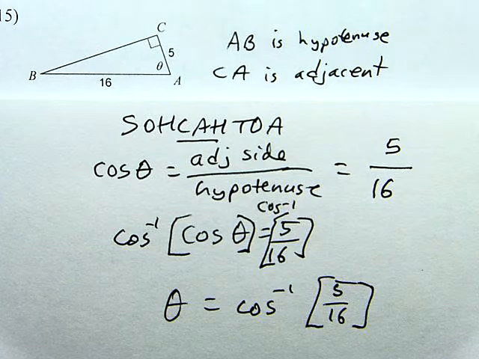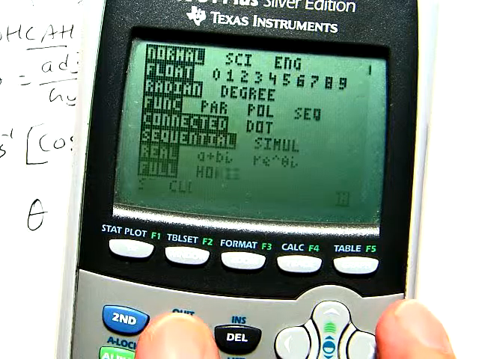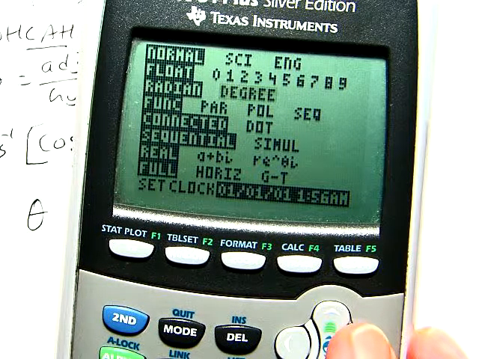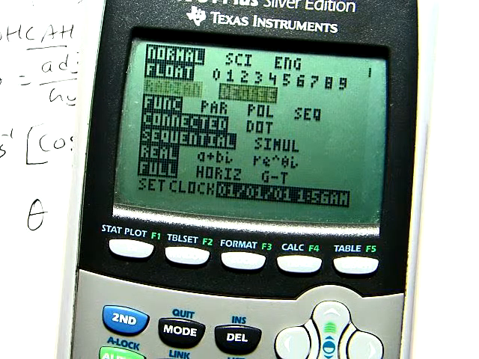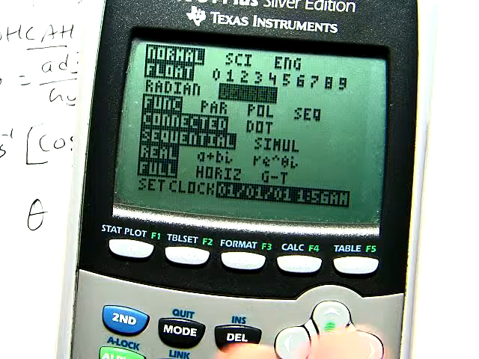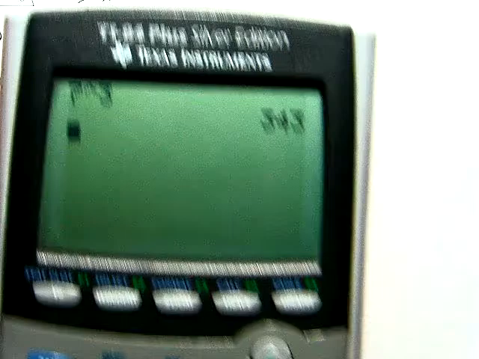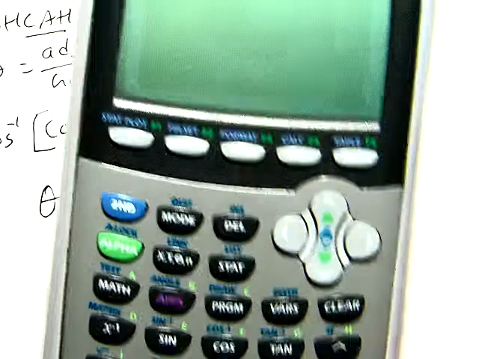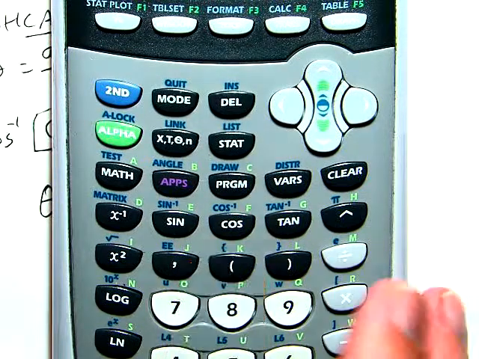We've got to make sure we're dealing with degrees here, because if we're not dealing with degrees, then we're in trouble. Notice this is set to radians, so let's go to degrees, because I'll tell you that this test wanted the answer in degrees. We've got to make sure we're in degrees, and let's quit out of this. And we've got to find the inverse cosine of 5/16. So that means we're going to do second cosine, and we're going to put it in parentheses.